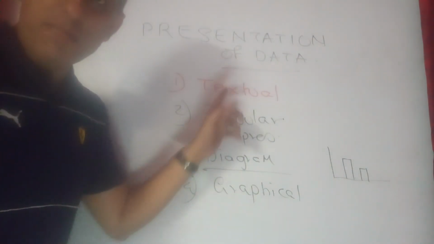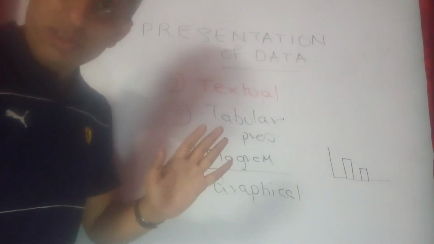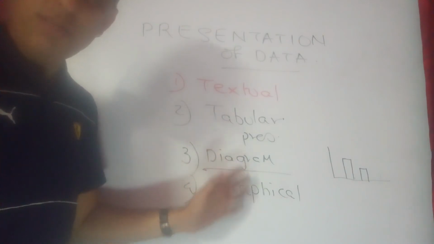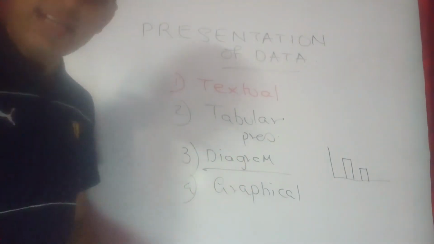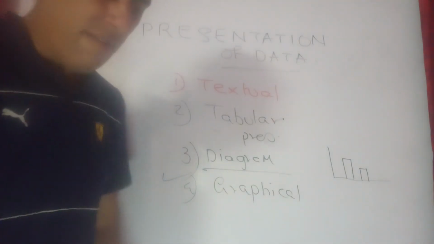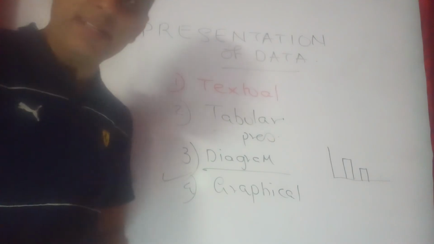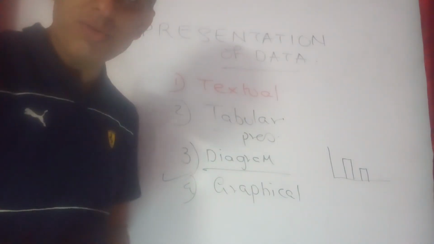So I repeat, number one, textual, not at all common. Tabular one, diagrammatic, very common. And to be on the precise side and accurate side, we can also make it go for graphical presentation. Clear? We'll be starting in the next class, students, with the tabular method of presenting the data. Hopefully all of you understood it.